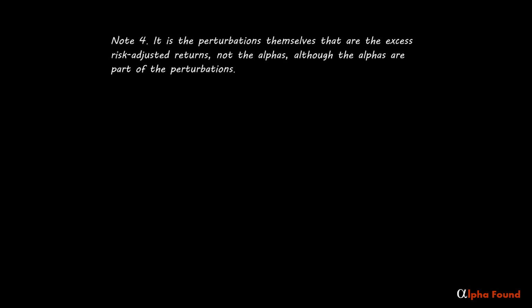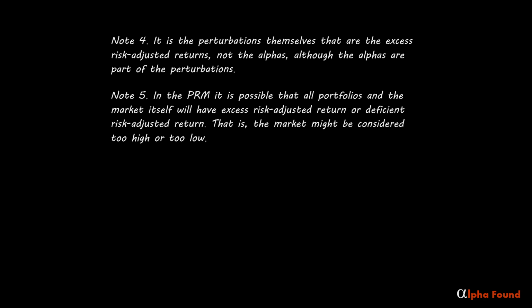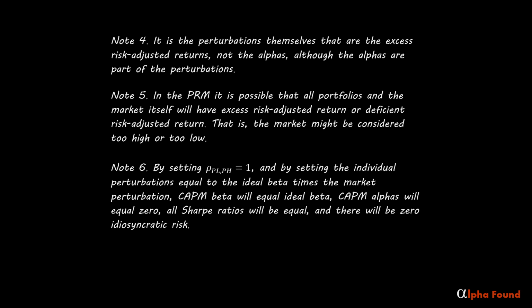Note 4. It is the perturbations themselves that are the excess risk-adjusted returns, not the alphas, although the alphas are part of the perturbations. Note 5. In the PRM, it is possible that all portfolios and the market itself will have excess risk-adjusted return or deficient risk-adjusted return. That is, the market might be considered too high or too low. Note 6. By setting the correlation between perturbations equal to 1, and by setting the individual perturbations equal to the ideal beta times the market perturbation, CAPM beta will equal ideal beta, CAPM alphas will equal 0, all Sharpe ratios will be equal, and there will be 0 idiosyncratic risk.